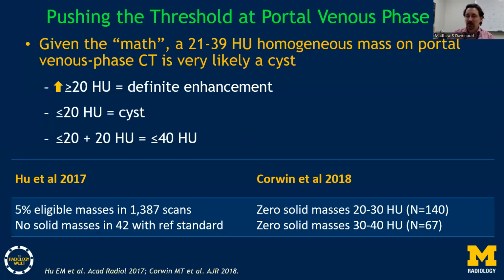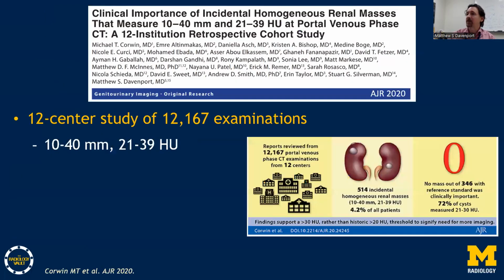And in fact, that was sort of supported by these two studies here. In 2017, there were no solid masses in 42 that had a reference standard out of 1,387 scans. And in another study, they found 0 solid masses with attenuation 20 to 30 Hounsfield units and 30 to 40 Hounsfield units. And the key here is make sure it's homogeneous. If it's heterogeneous, all bets are off.